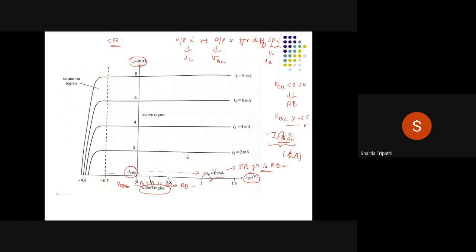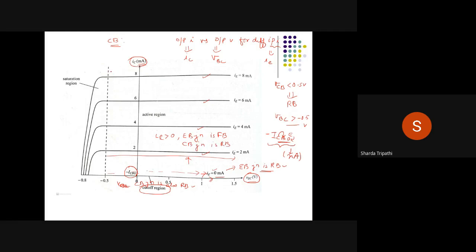Then what happens if I increase the value of IE? Now see these lines. Here IE is 2 milliamperes, here 4, here 6, here 8. For all these, we say that now IE is greater than 0. That means the emitter base junction now becomes forward biased. But we are still talking about this region where VBC is greater than minus 0.5. That means although this junction is forward biased, the collector base junction is still reverse biased.